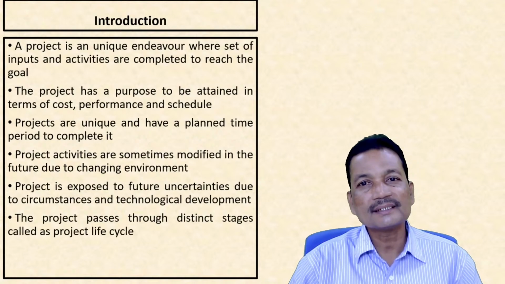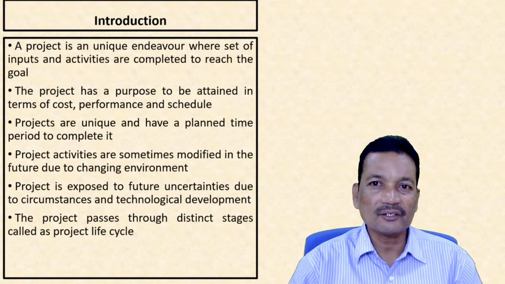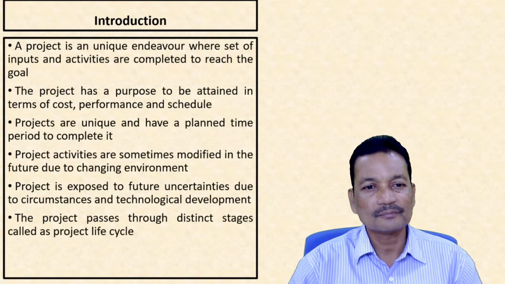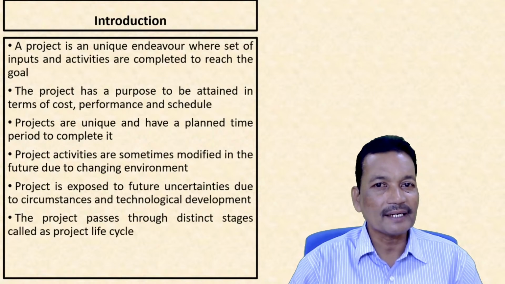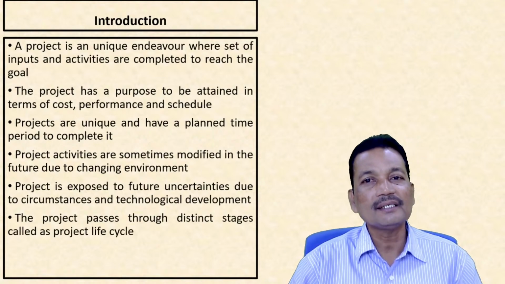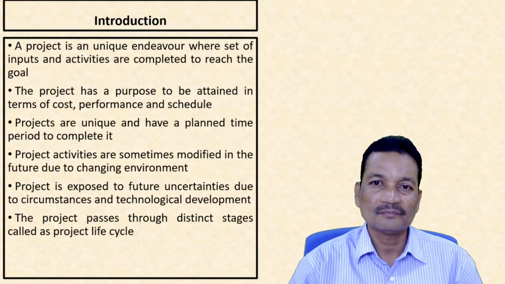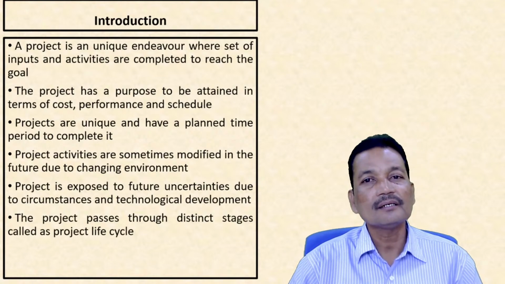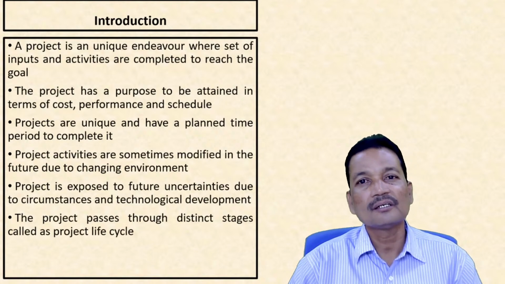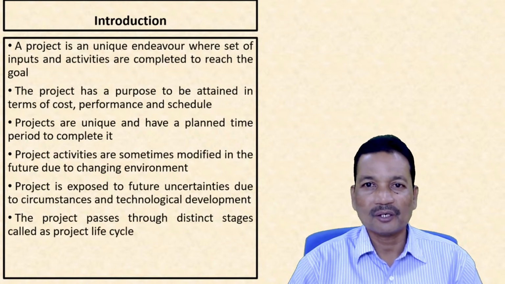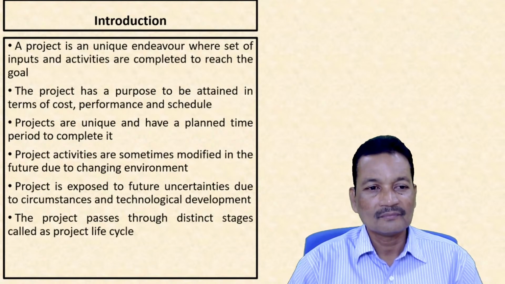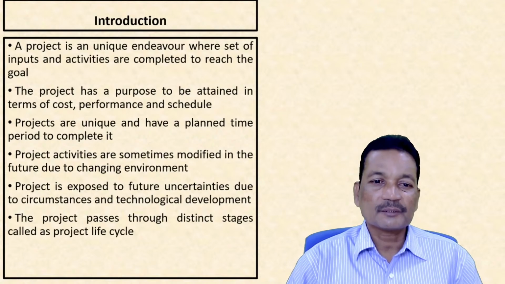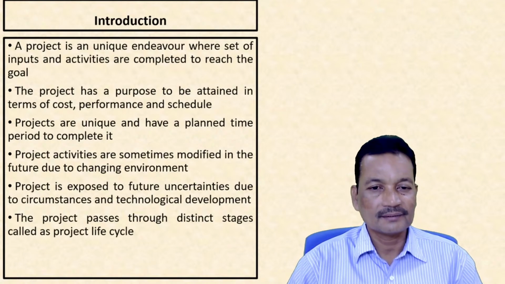Now, these things are having a positive impact on the project's purpose. But sometimes we also have deviations which have a negative impact on the project's purpose. Negative impact means the cost overrun or the elongated time, or the duration may be higher than planned. Project is exposed to future uncertainties.